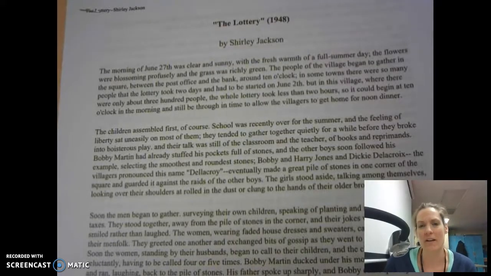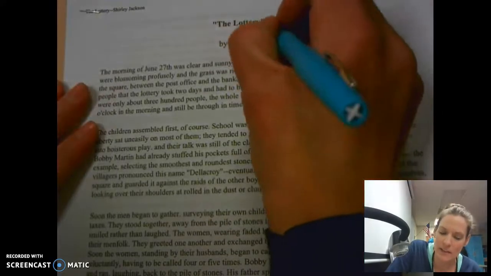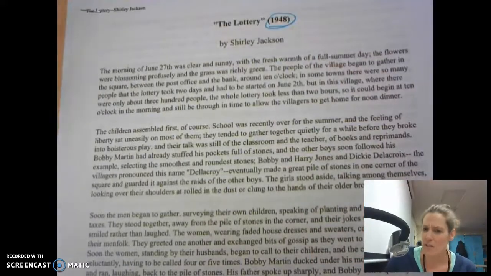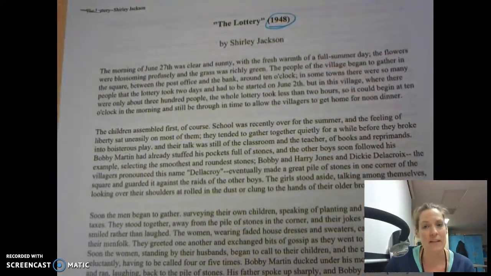Before we get started actually reading this short piece, I want you to take a look at a couple of things. Number one, it was written in 1948. As we look at that year, we think back in history: World War II has just ended. We're in a time period of rebuilding.